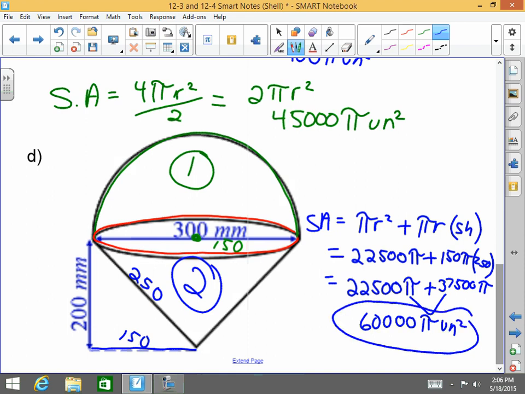Sir, this might be a really stupid question, but, no worries. I did add them together. Oh, I'm sorry. Yes, so at the end, that's the surface area of the cone. So my total surface area will equal, let's see, what is it? 105,000. Yeah, 105,000 pi units squared.